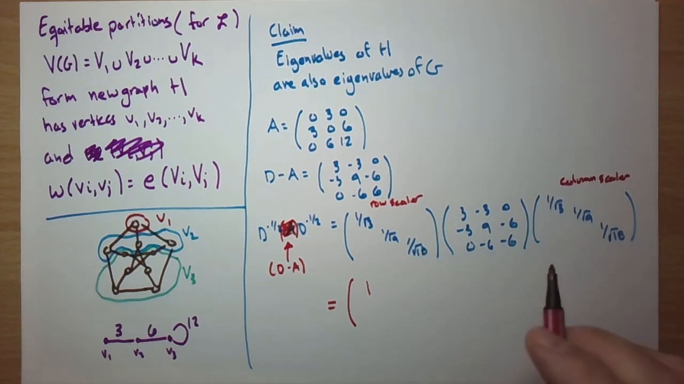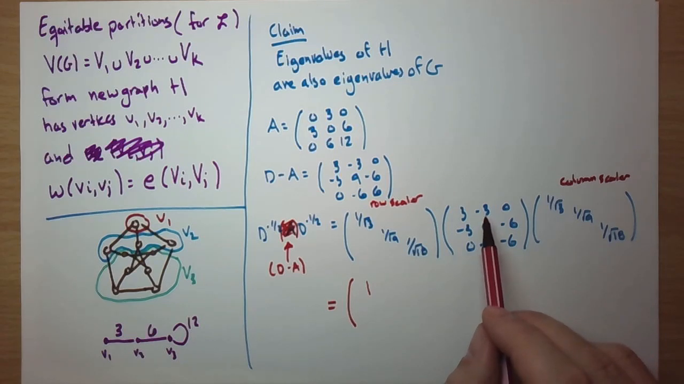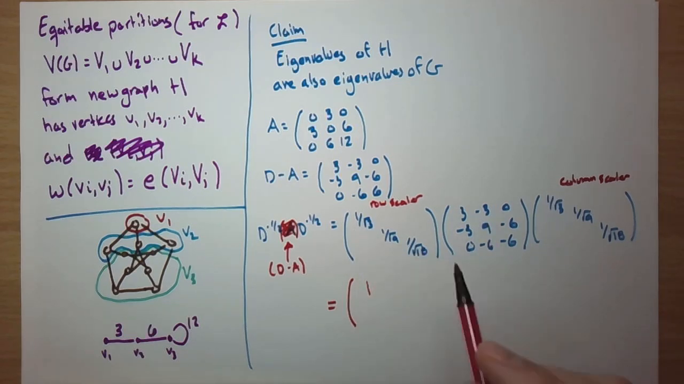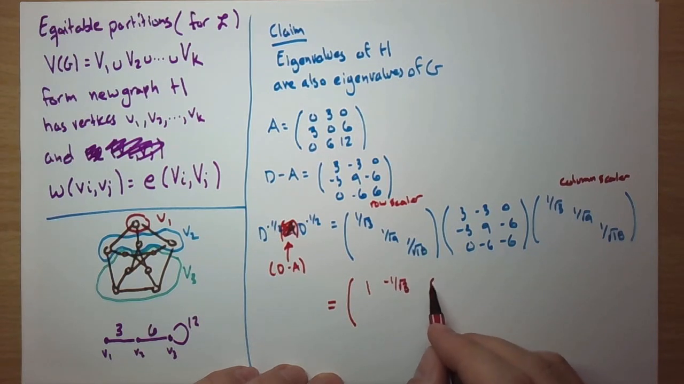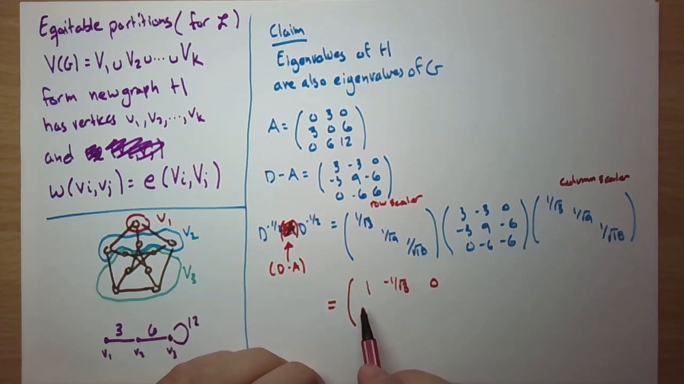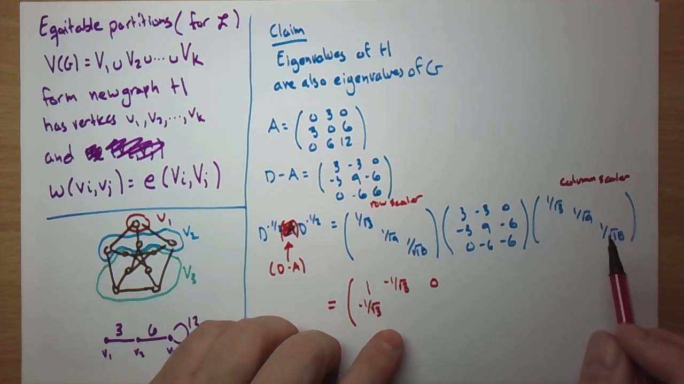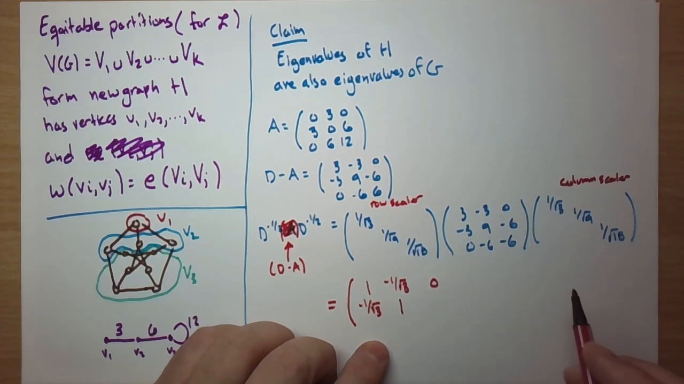But, okay, so now for this entry, we're scaling by 1/3. That's pretty easy. Then it's scaled by 1 over root 3, so that's minus 1 over root 3. And then 0 is 0. Here, it's symmetric, so I don't even need to worry about it.